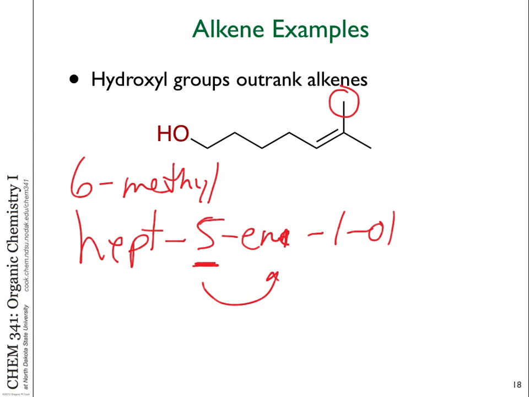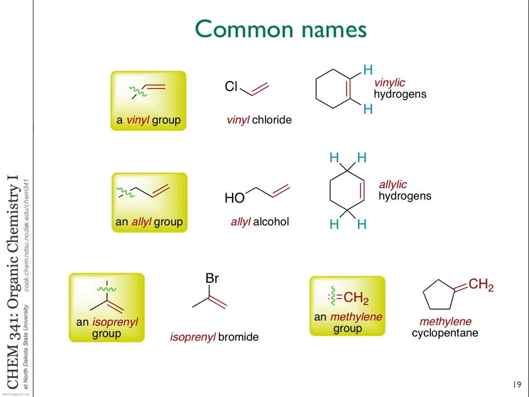Questions on naming? There are some common names which refer to molecules which have unsaturation of the alkene type, which you will see, especially when they're referred to as substituents on groups. So here are some examples.